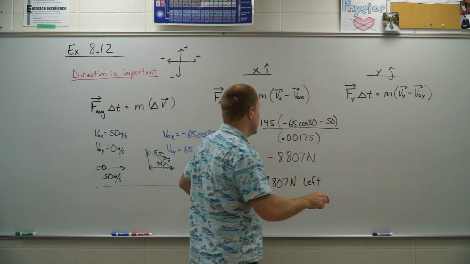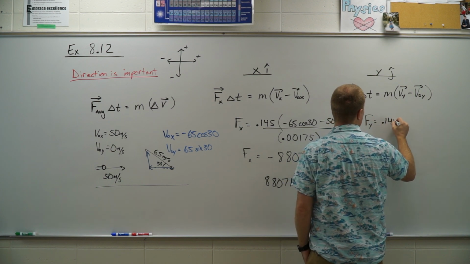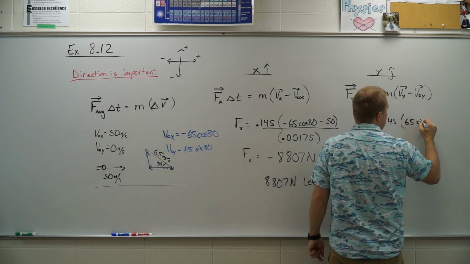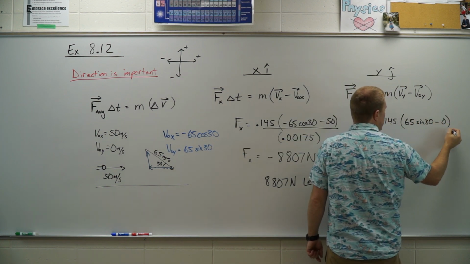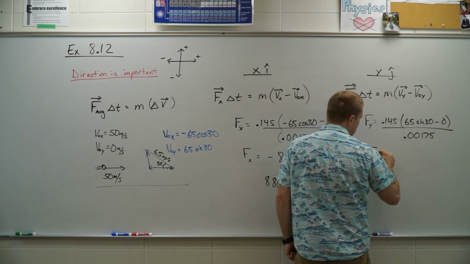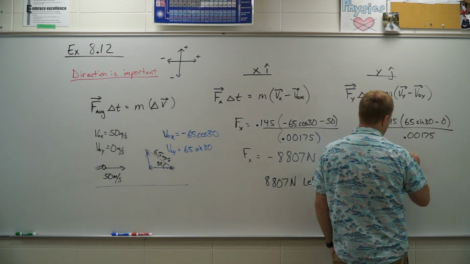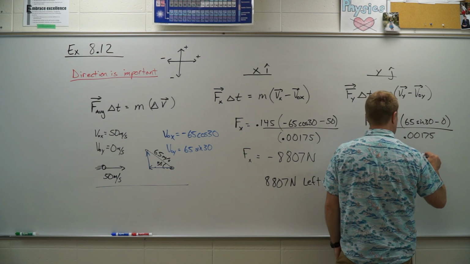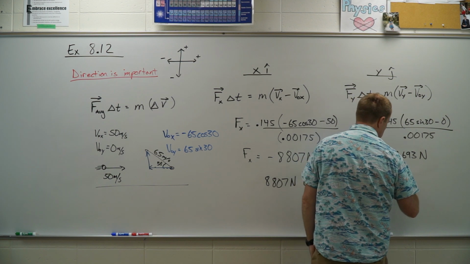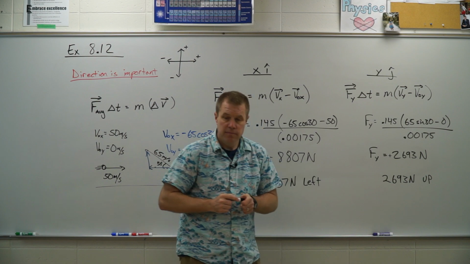Now we'll do the y direction. F y is going to be 0.145 times my final, 65 sine 30, minus the initial, which was 0, all divided by 0.00175. This gives me a y component of the force. We should get a positive number here: 2,693 newtons. The fact that it's positive in my y direction means it's up, so 2,693 newtons up. There you go.